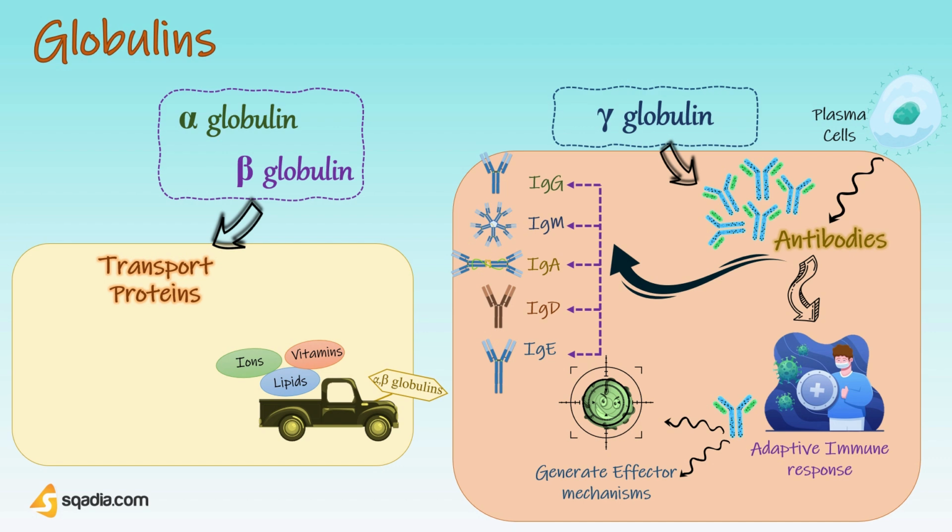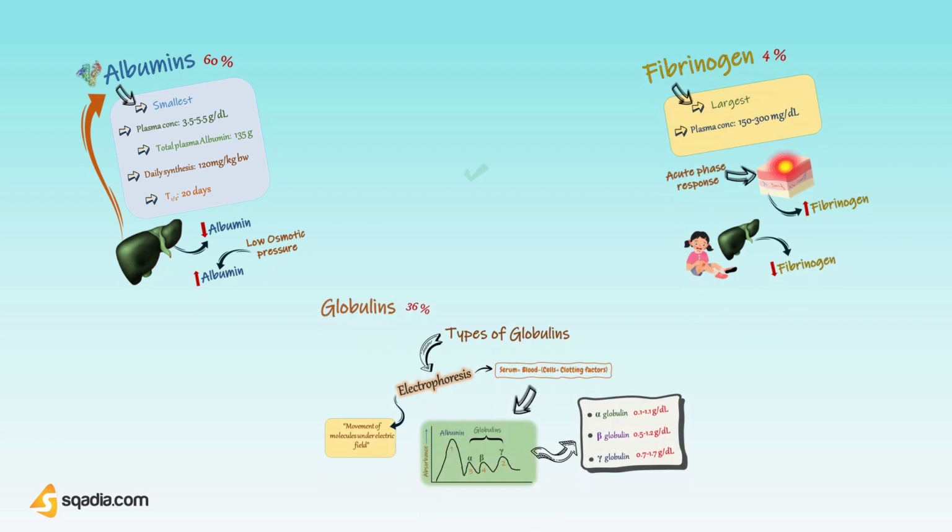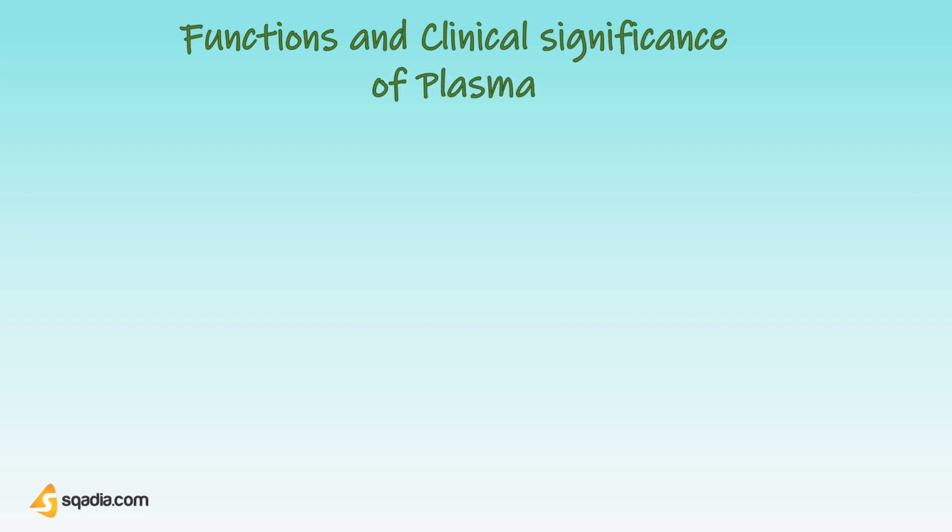So this was all about the major proteins present in blood, that are albumins, fibrinogen, and globulins. Other than these three, some other proteins are also present in plasma, but in negligible amounts. After these components of plasma, now let's look at the functions and clinical significance of plasma. As plasma forms the liquid base of blood, the functions carried out by plasma and blood overlap, so it performs the same functions as blood.